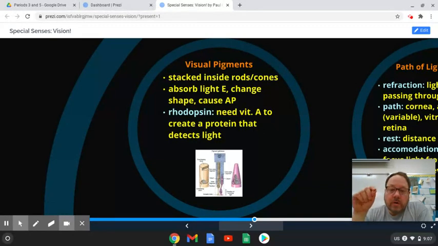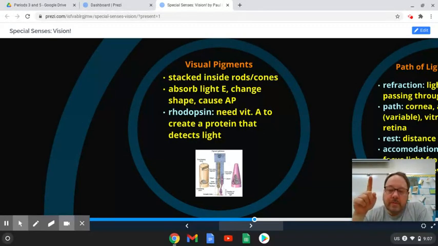Well, the rods and cones in our eyes have different photopigments that can absorb these different wavelengths of light. When those molecules absorb that light energy, they'll change their shape. When those molecules change their shape, that causes those receptors to activate an action potential, and then the action potential gets sent to the back of the brain, to the visual cortex, and then we perceive something.